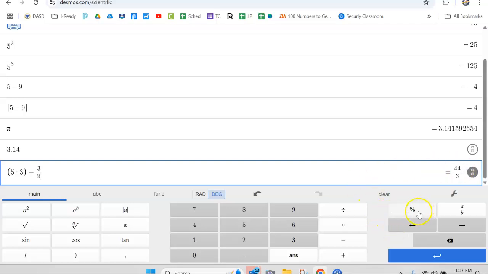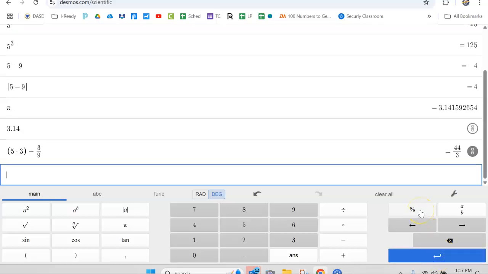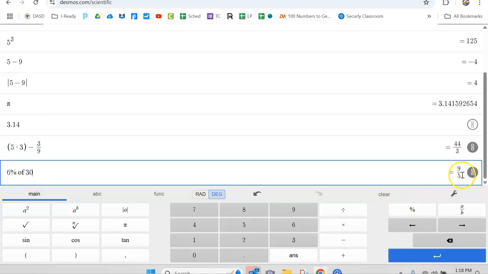Now, looking over on the right side, I have a percent key. This will only help you find percent of a particular number. So if we needed to find 6% of 30, I would put in 6, hit the percent key, notice percent of shows up. I enter my second number, and 6% of 30 is 1 8/10, or 9/5.